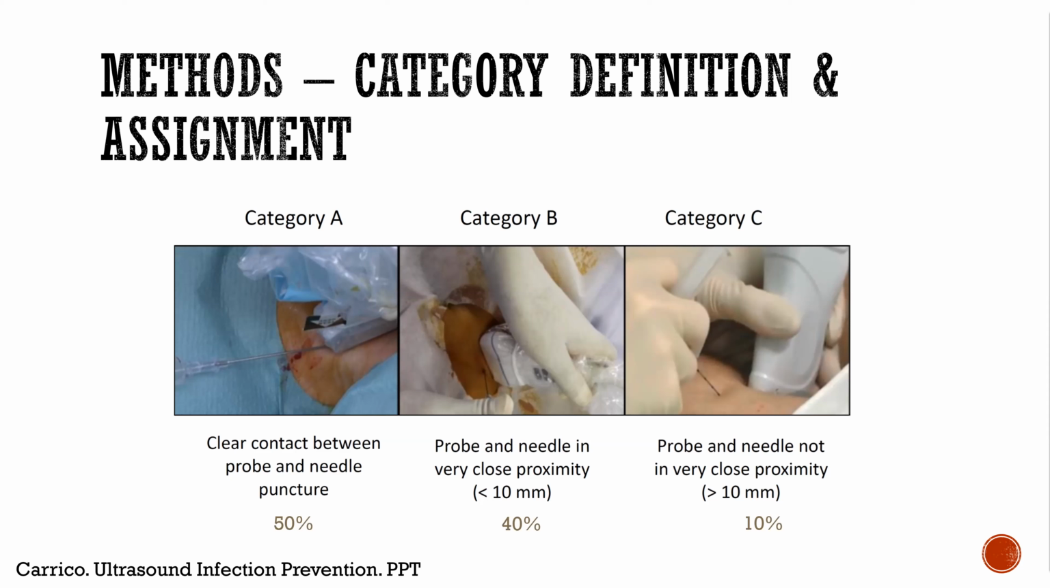Nerve blocks were another common procedure. 31% fell into category A and 41% into category B. Drainage, so 50% of those fell into category A and 41% into category B. And then central line insertion was similar, with the majority happening in category A. And then 50% of peripheral vascular access, which included both PICC lines and peripheral IVs, were also in category A and category B.